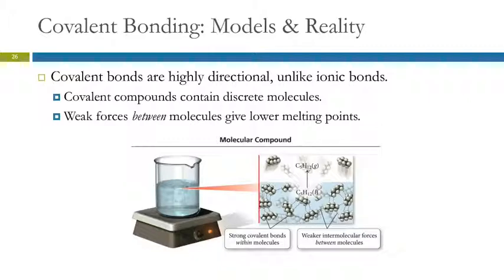They're weaker than ionic bonds. And so molecular compounds have lower melting points. So here we have an illustration of, I think that's, what is that, pentane? Yeah, pentane. And so we have individual molecules, and within the molecule we have covalent bonds that are very strong. Between two molecules we have some attraction, but that's weak. And so it will have a low melting point.